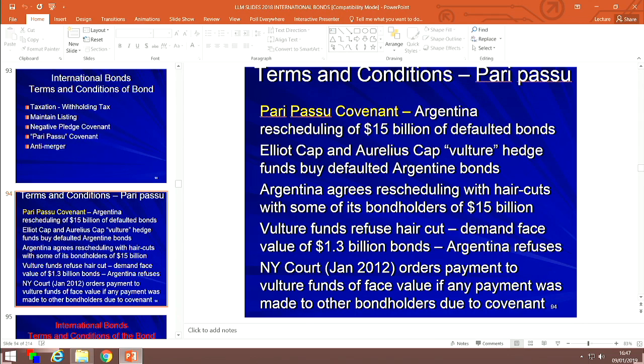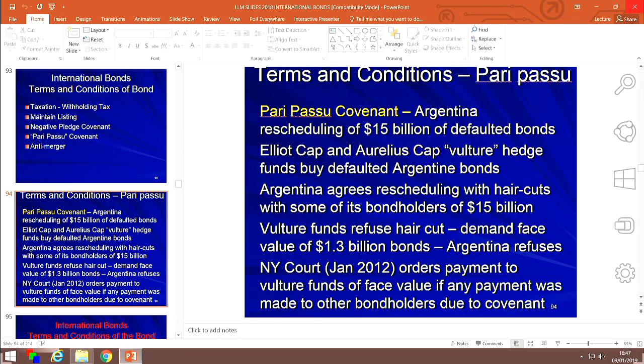There were hedge funds, Elliott Capital and Aurelius Capital, which had invested in the Argentine bonds after they defaulted, because that's what vulture funds do, vulture hedge funds. They wait for a default and they buy the bonds, because they are obviously trading in the markets at a very deep discount. Anyway, they were holding quite a large amount of these bonds. It was 1.3 billion, I've got to figure it out.